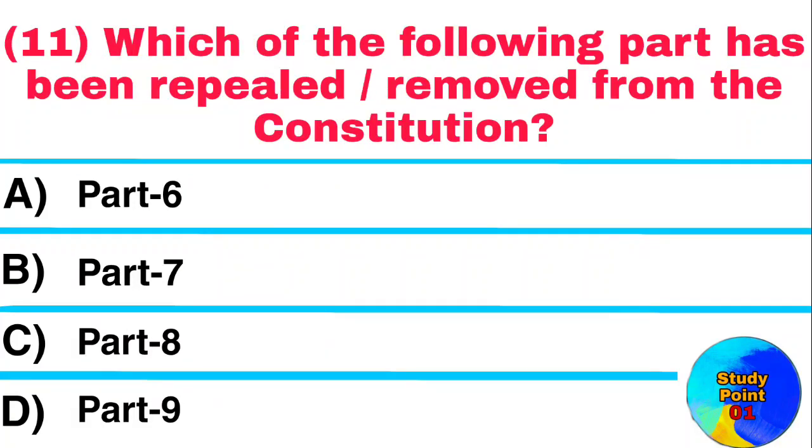Question. Which of the following part has been removed from the Constitution? A. Part 6. B. Part 7. C. Part 8. D. Part 9. Answer. Part 7.